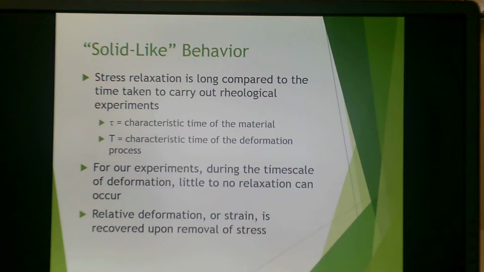So, solid-like behavior is when stress relaxation is long compared to the time taken to carry out rheological experiments. So to review, tau is the characteristic time of the material, and T is the characteristic time of the deformation process or our experiment. For our experiments, during the time scale of deformation, little or no relaxation can actually occur. So therefore, relative deformation or strain is recovered upon the removal of stress.